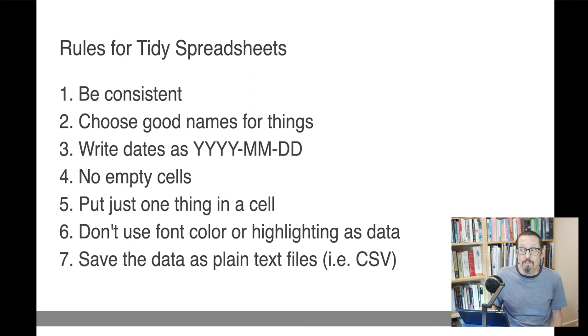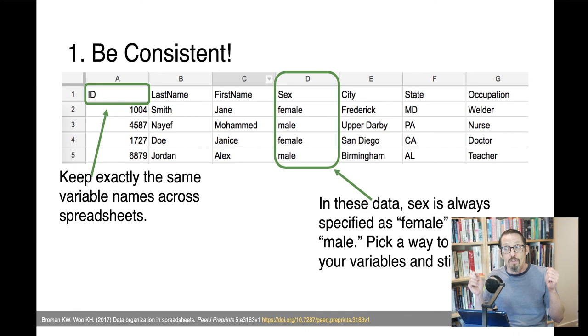So what do we mean by all these little tick boxes? This should always be called ID. It shouldn't sometimes be called ID, sometimes ID number, sometimes student ID. In every table, it should be called only ID. The variable names should be consistent across the spreadsheets.